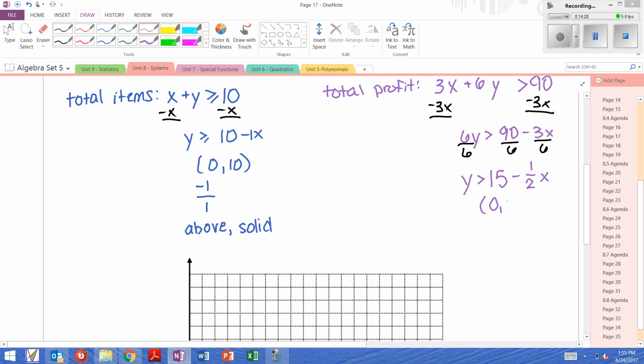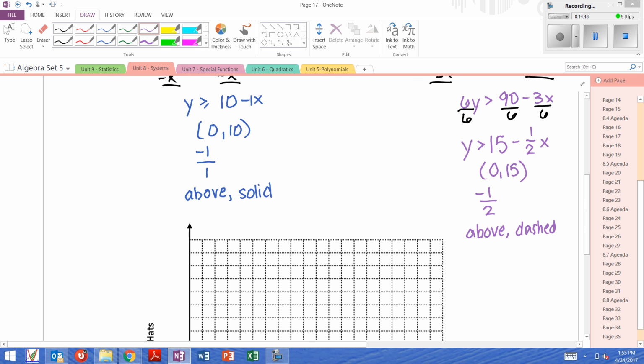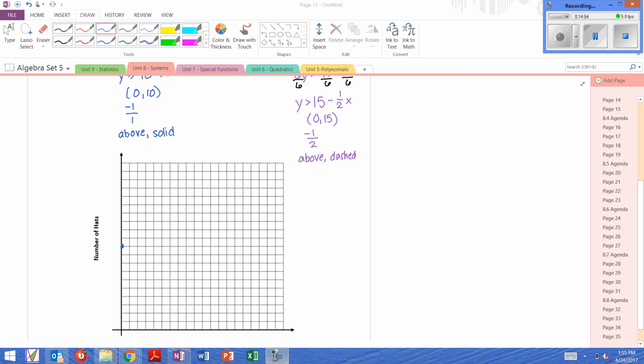Let's do the same thing for our second inequality. Yep, our y-intercept is 15. Our slope is -1 over 2. We have a greater than symbol, so we're going to shade above. And it's not equal to, so we have a dashed line. All right, pause the video, and first let's graph our blue inequality.